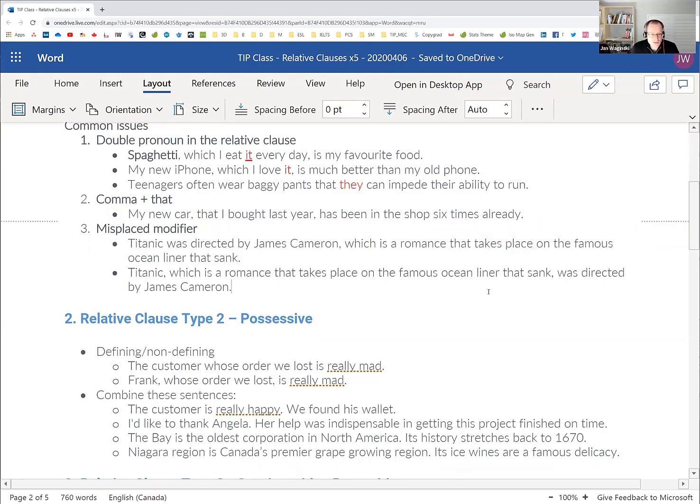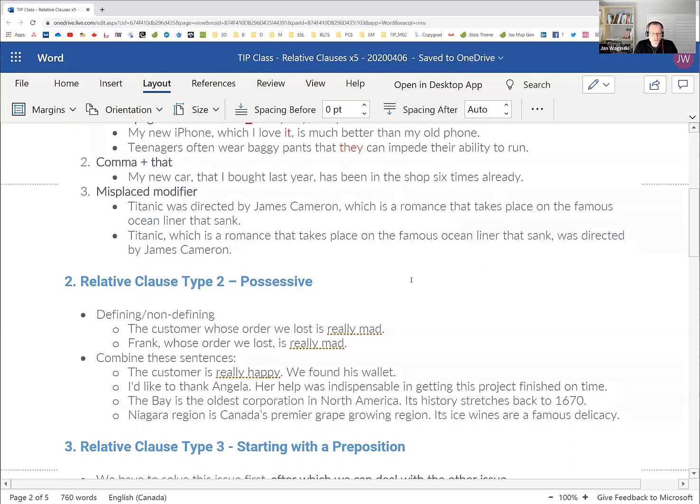Okay, let's move on to the second kind of relative clause. Possessive relative clause. The customer whose order we lost is really mad.